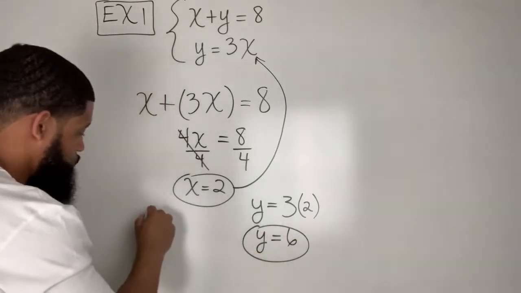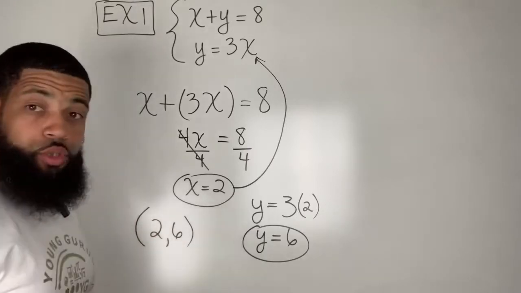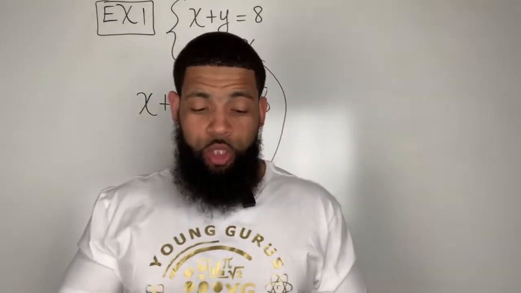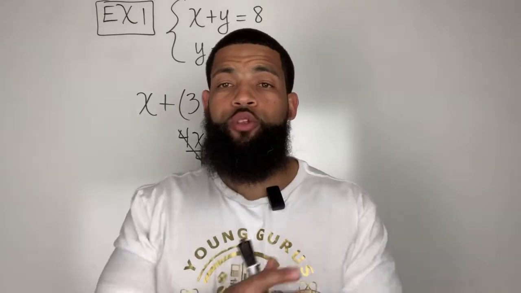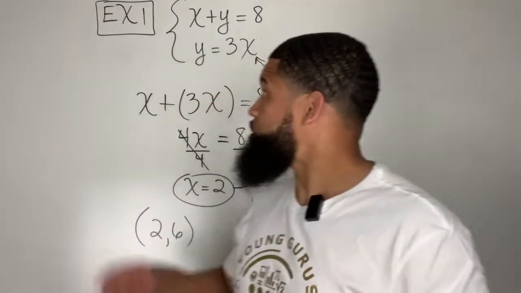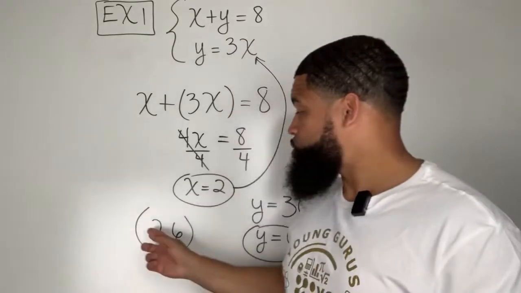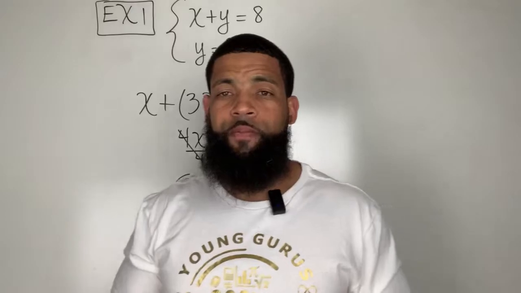Now remember, your solution is the ordered pair (2, 6), because in a system of equations, the solution that we're finding is where those lines intersect. So this is the equation of a line, this is the equation of a line, and our solution is where these two lines intersect. That's the goal of solving a system of equations.